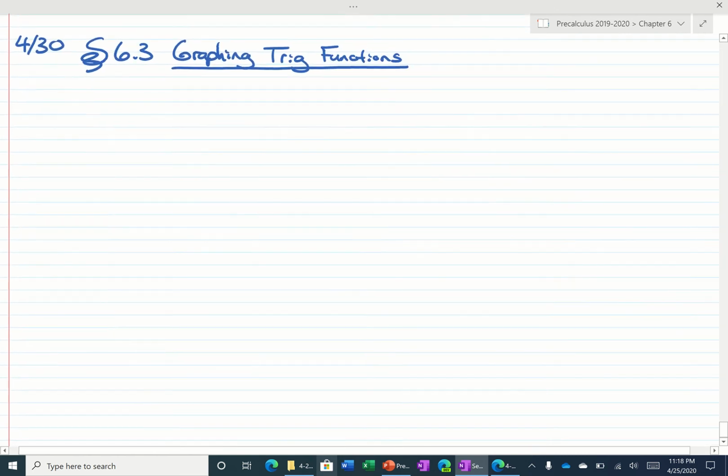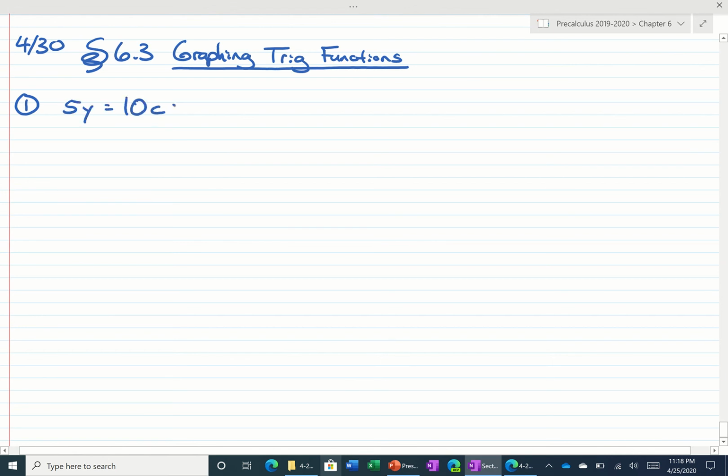So let's take a look here. So 3 examples. First problem looks like this. Graph 5y is equal to 10 times the cosecant of theta. So let's get y by itself. Divide both sides by 5.